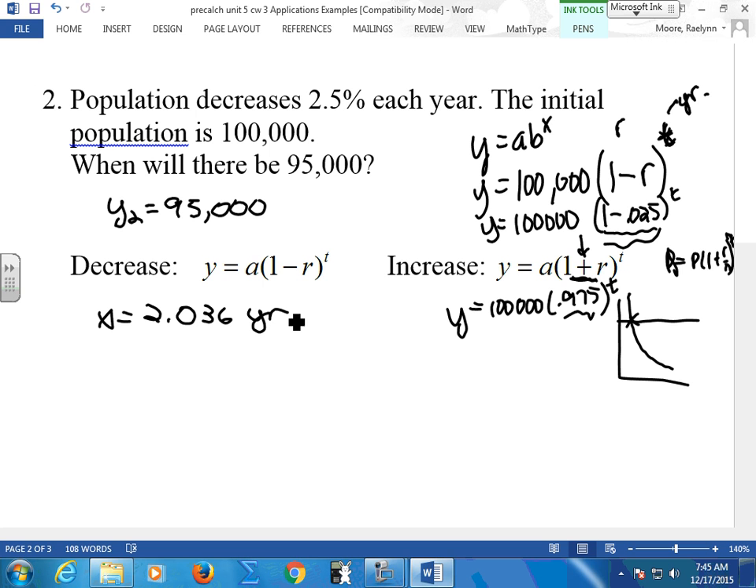Sometimes they ask, if this is 2014, when will my population reach 95,000? If this is the year 1999, when will my population reach 95,000? In that case, what would you have to do? You'd have to add these years to what date you're at. You have to be careful. Sometimes they say, in what year? Sometimes they start your year at January 1st. So you kind of have to watch what they're asking.